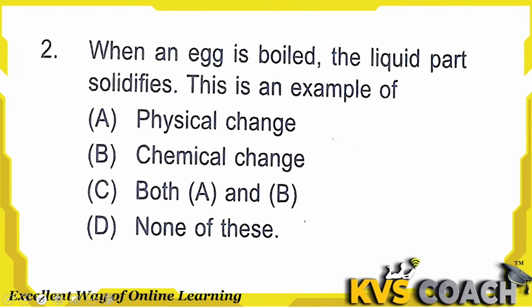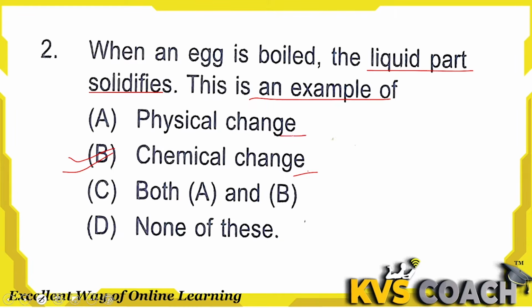The next question is, when an egg is boiled, the liquid part solidifies. This is an example of a liquid part changing to solid. In an egg, the liquid part is the white, the proteinous part. When we boil it, it changes into solid. This change is known as a chemical change, because we cannot change this solid back into liquid. If the egg is boiled and the liquid part is changed into solid, it cannot be changed again into liquid. So this type of change is known as a chemical change, because the molecular arrangement has been completely changed.